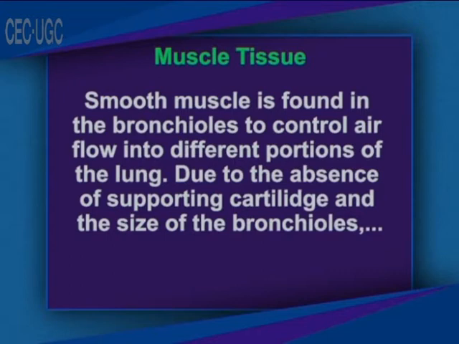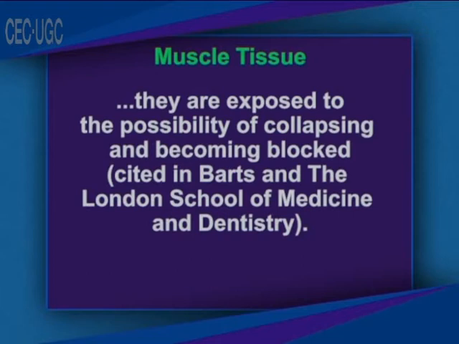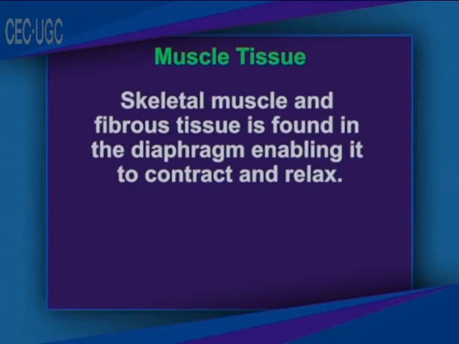Smooth muscle is found in the bronchioles to control airflow into different portions of the lungs. Due to the absence of supporting cartilage, the size of the bronchioles, they are exposed to the possibility of collapsing and becoming blocked. Skeletal muscle and fibrous tissue is found in the diaphragm, enabling it to contract and relax.